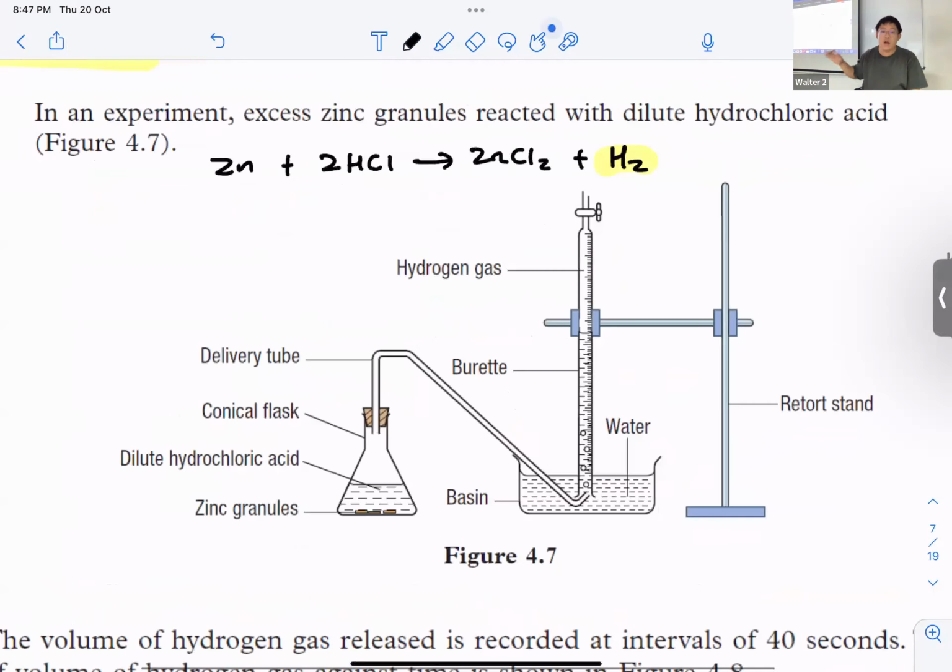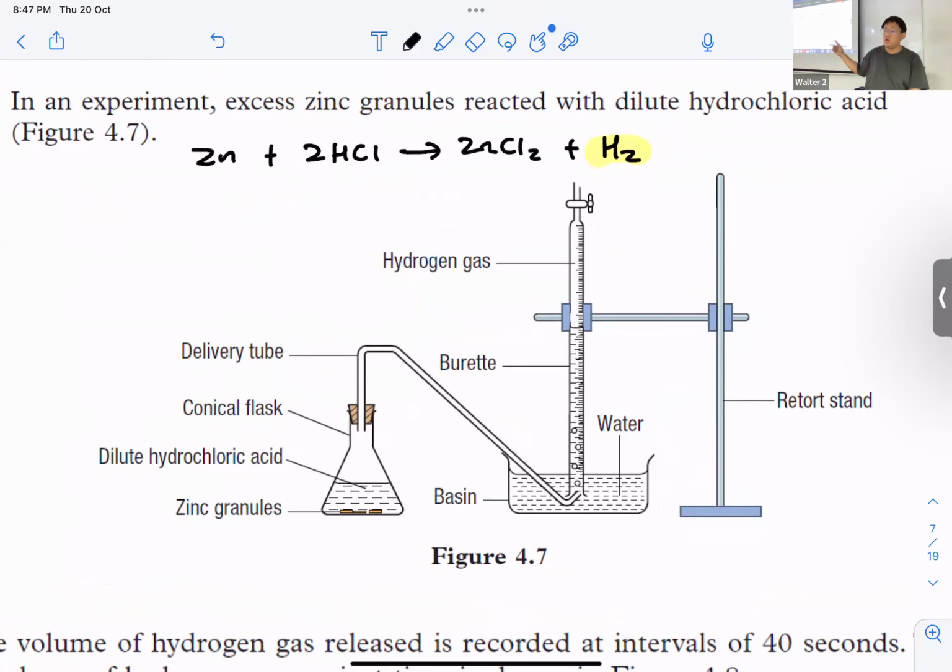Now, why do I show you this picture? You notice that this picture is different from the one I drew earlier. The one I drew earlier was a gas syringe. Like I said just now, the gas syringe version is more common in IGCSE, so for my IGCSE students, I give them the gas syringe version. For SPM, the burette version is more common. In my opinion it is much more complicated, but that doesn't mean it's wrong. They are both usable.